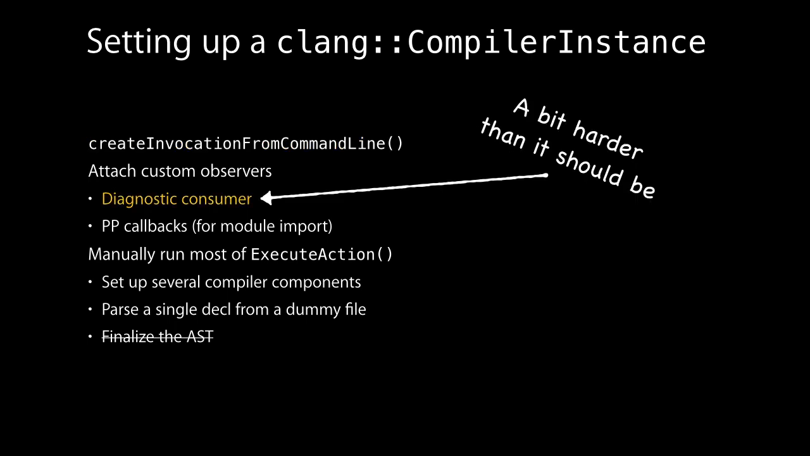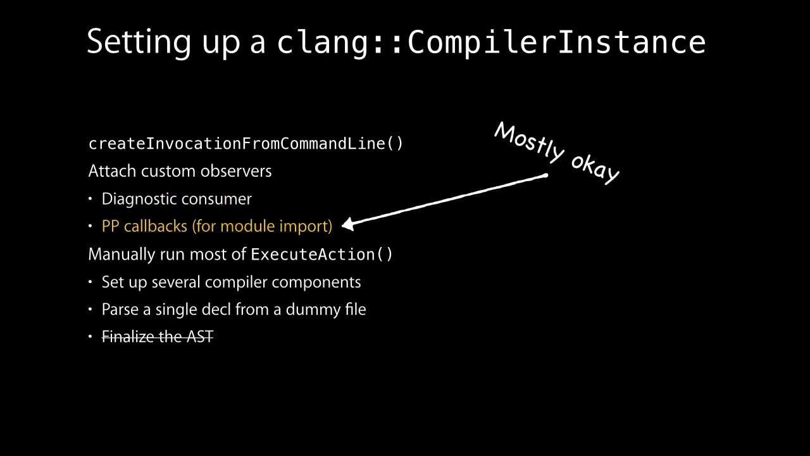Creating a custom diagnostic consumer is actually a little harder than it should be. In this case, we end up duplicating some of the work from the text diagnostic printer in Clang. And that's not so wonderful. We don't want to duplicate work. But a little targeted refactoring here so that we can share some of the efforts that the text diagnostic printer makes would actually go a long way. The preprocessor callbacks, actually pretty good. They pretty much provide what you need.